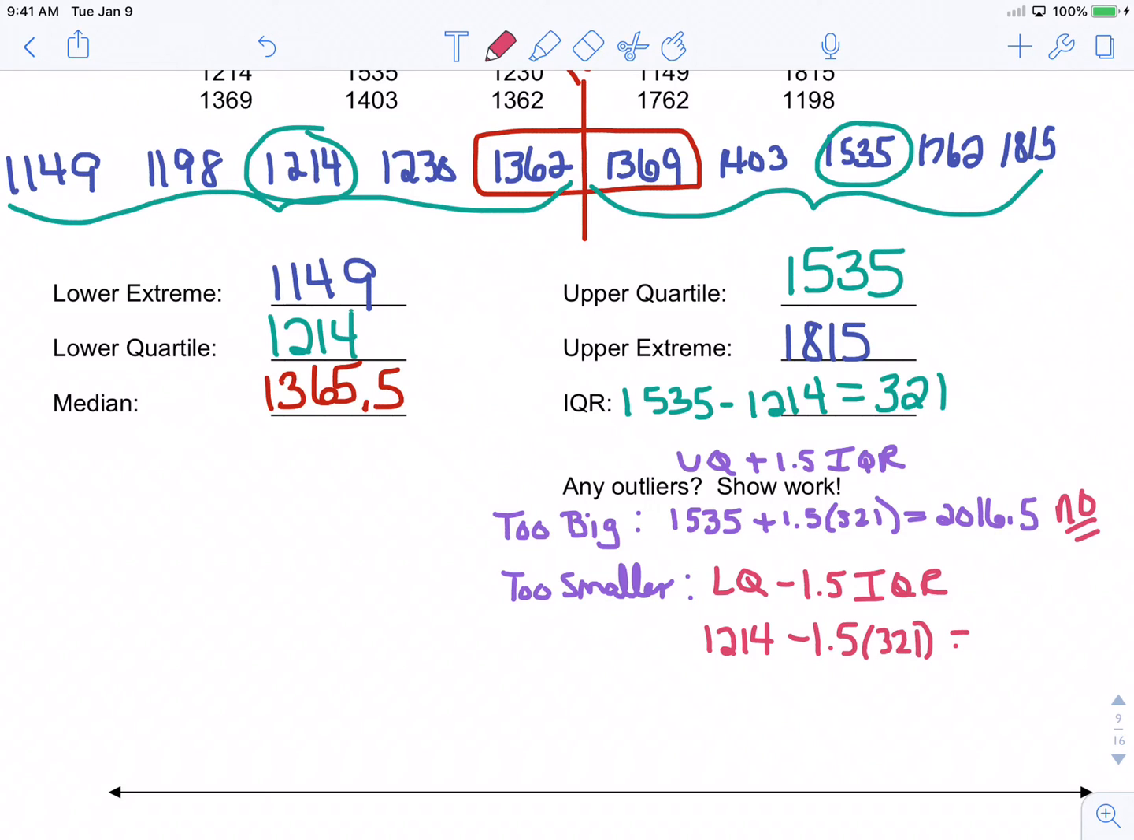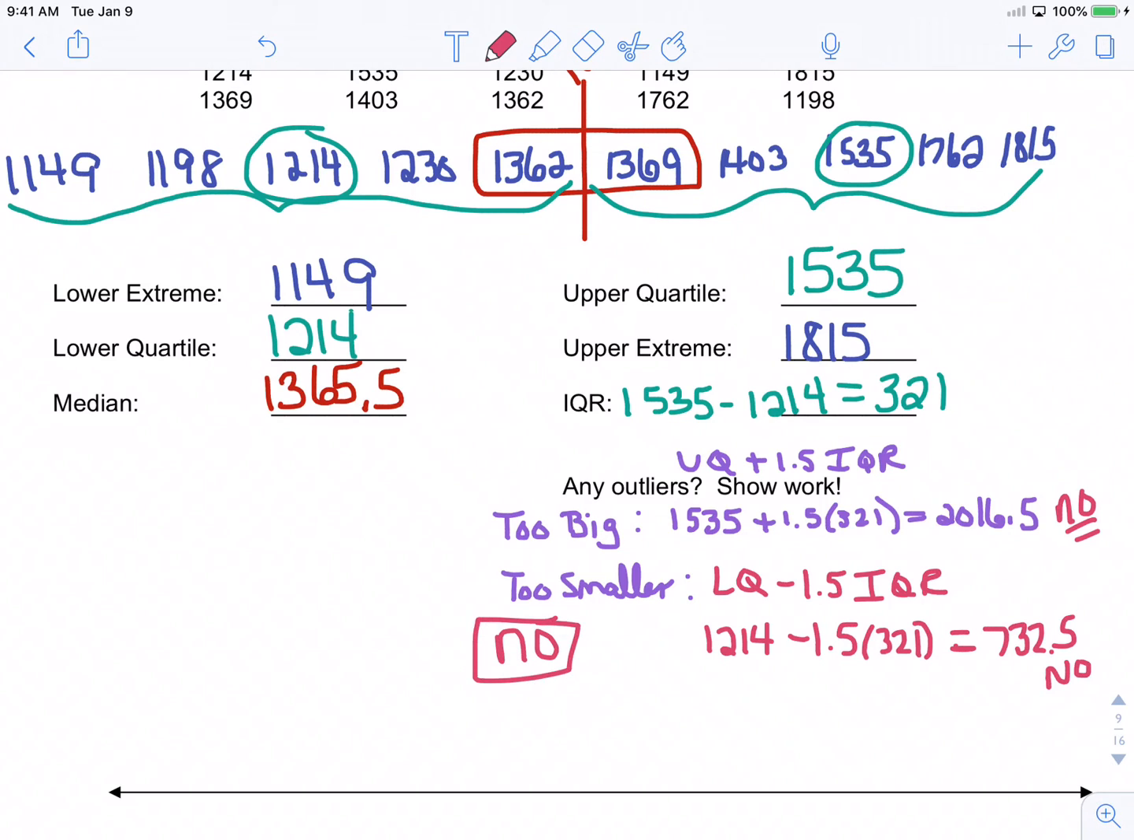732.5. So look at the data. Our lower extreme was 1149. So there is not a number below 732.5 if the smallest number is 1139. So are there any outliers? No, there are not any outliers.